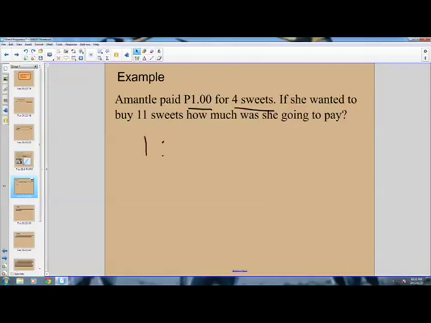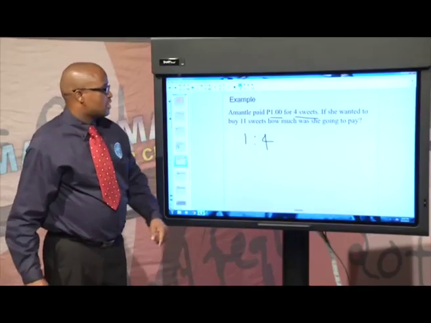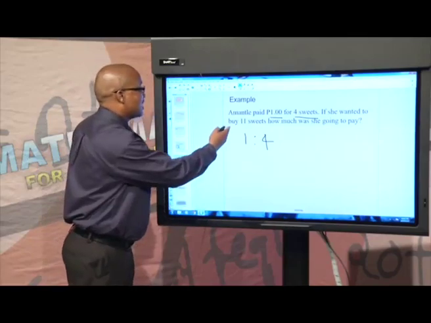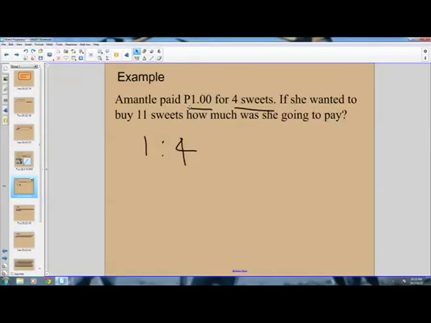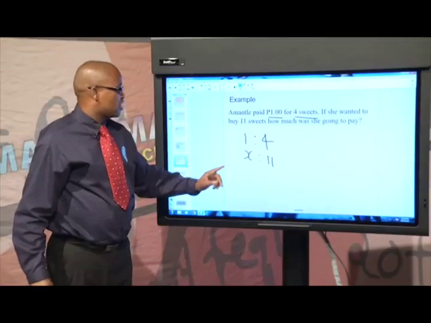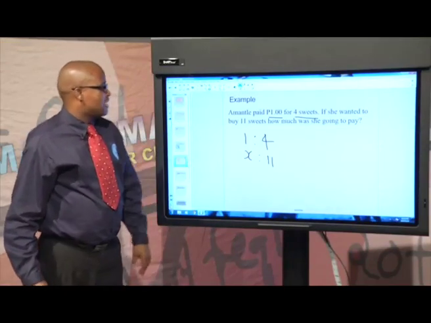1 is to 4. Remember, this can be in the form of a ratio. So 1 is to 4, that is 1 pula for 4 sweets. And then it says, how much will she pay if she is to buy 11 sweets? Now, 11 here will be a variable. We can call it x or y. Let us call it x. So this is the ratio of money to sweets: 1 pula to 4 sweets, x pula to 11 sweets.